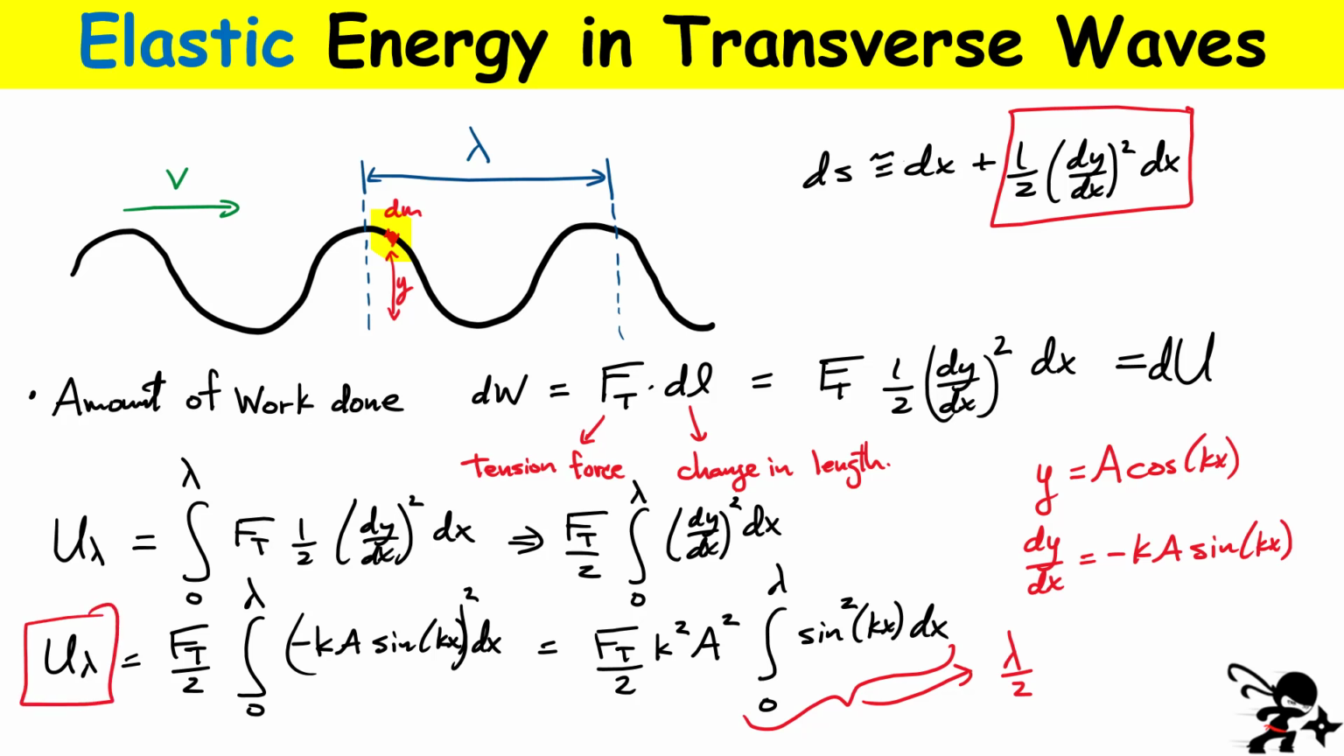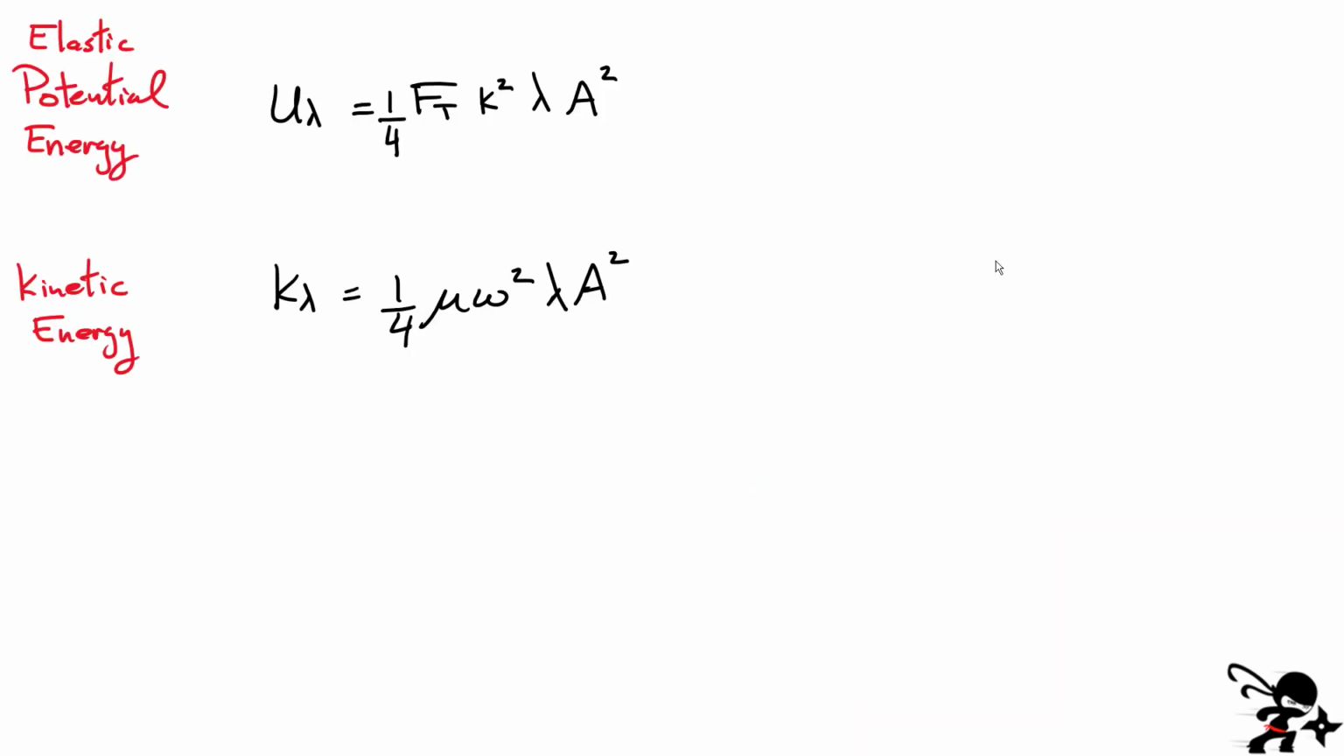So we need to add the kinetic energy to this. All right, these expressions look similar. This is what we had for elastic potential energy and for kinetic energy. Now they use different terms. This potential energy has the tension force. The kinetic energy has the mass density. But you have to remember that both of those are kind of linked together here.